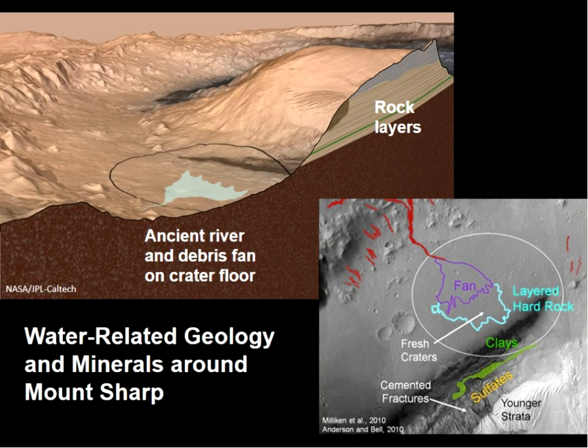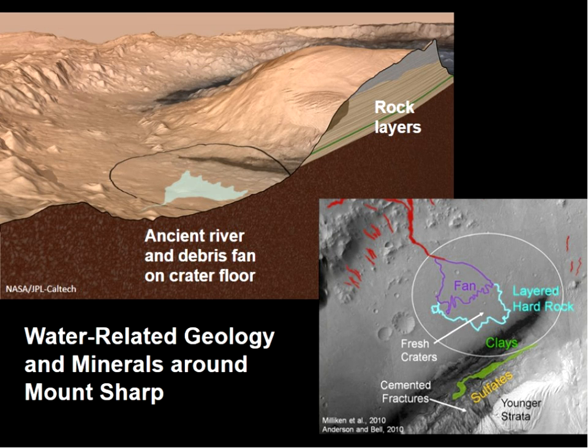You can see that the bottommost layers of the mountain are made out of clay, and then you go slightly higher up the mountain and you get layers made out of sulfate minerals, both of which, clays and sulfates, require water to form. So you take water, you let it interact with Mars rocks, and in some conditions they weather into clay.